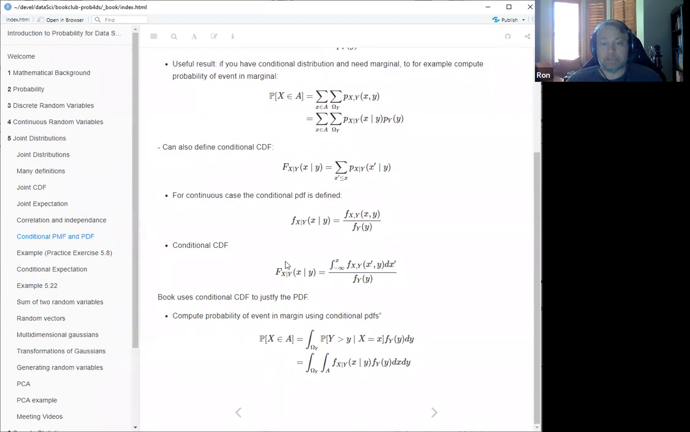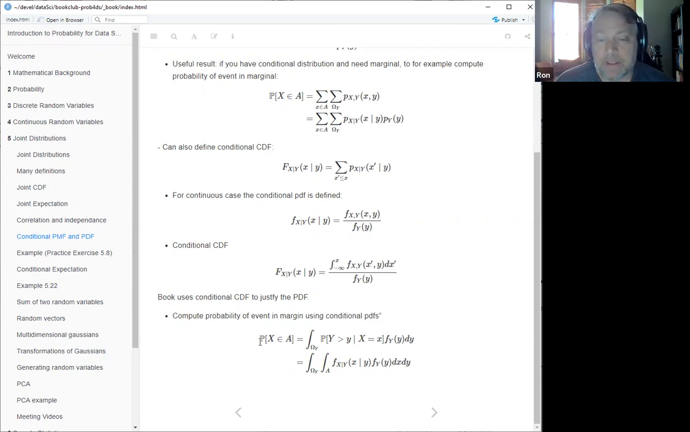The book uses this conditional CDF for the continuous case to justify this definition of the continuous case PDF, and we spent some time on that as well. But I'm happy to just take that as, yeah, that makes sense to me. It's my complete analogy. Because I'm a physicist, I don't need all this rigor.